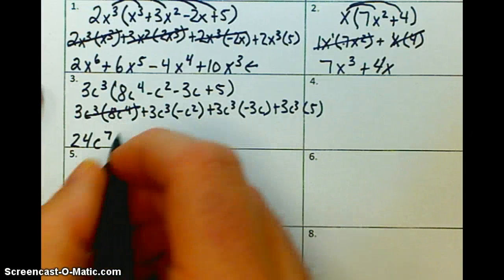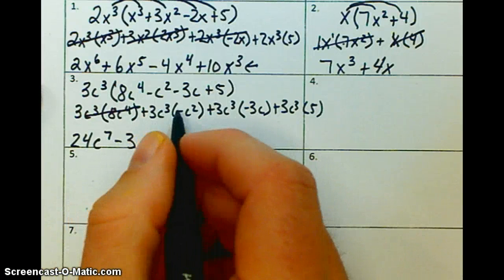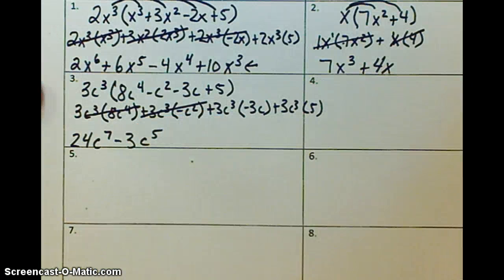3 times negative 1 is a negative 3. C to the 3rd and c squared are like bases, so we can add the exponents to get c to the 5th. That one is finished.